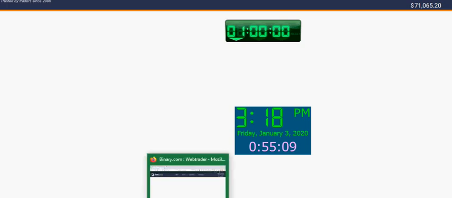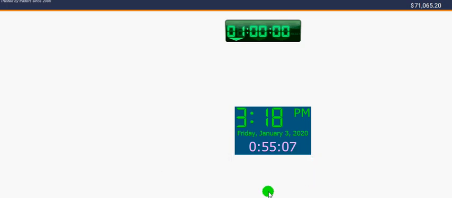Today we're going to be trading the volatility 50 index up down using this timer. I'm talking about this timer, this one right here.